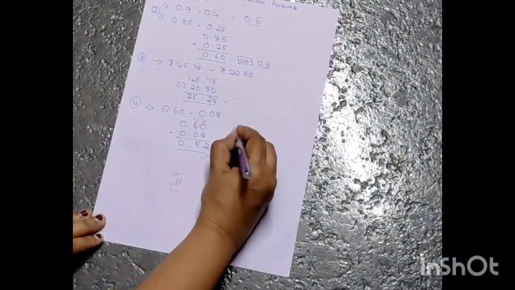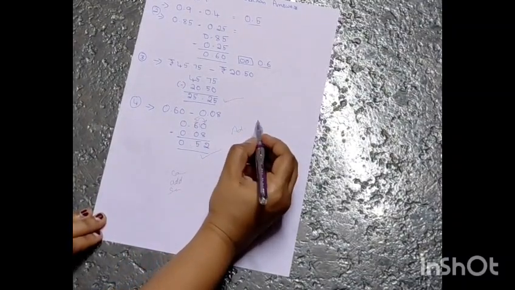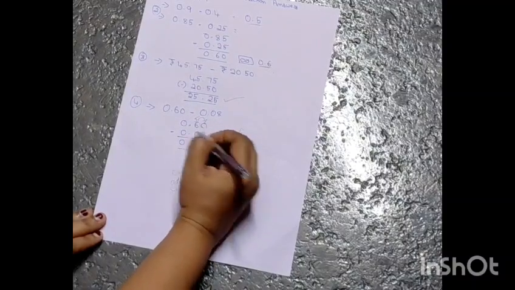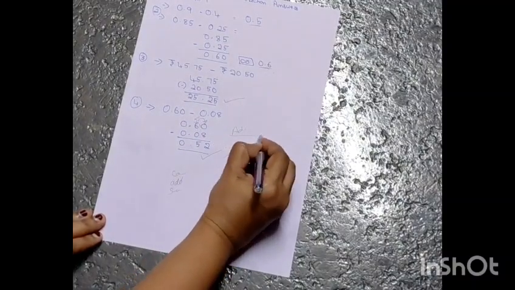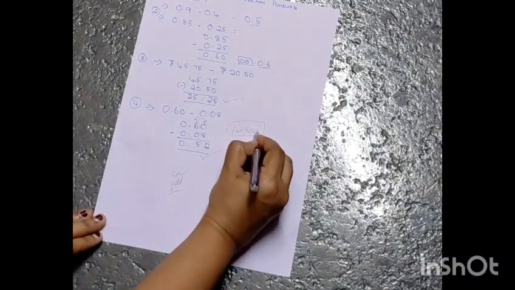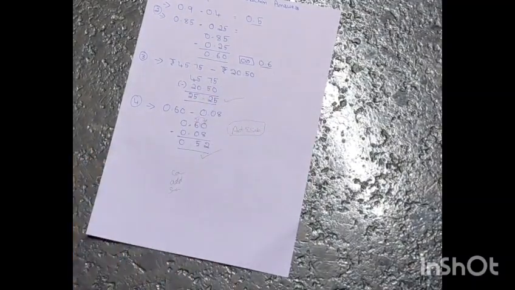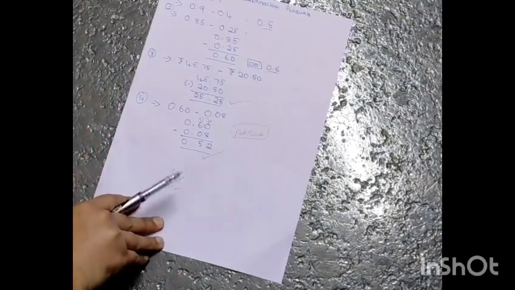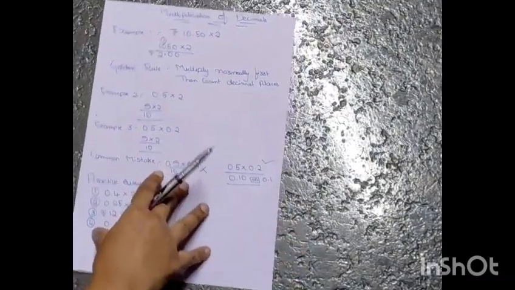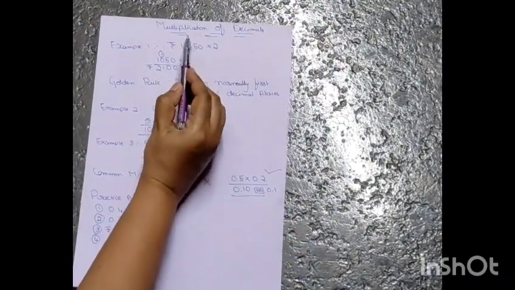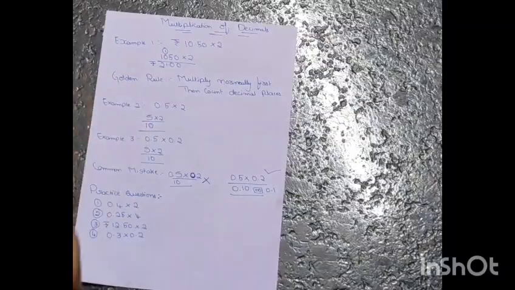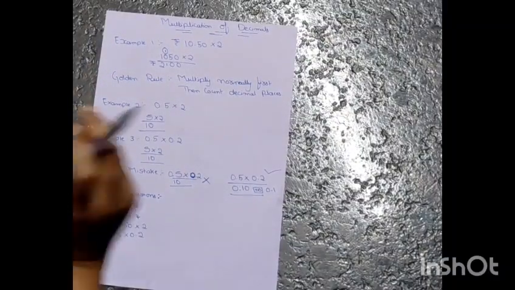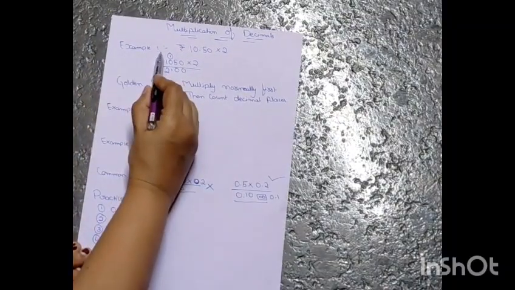In addition and subtraction, what is the golden rule I taught you? The decimal point should be aligned properly. This works only in addition and subtraction. So don't forget this golden rule whenever you are doing addition and subtraction in decimals. Today we are going to learn multiplication of decimals. Let's begin with example 1.